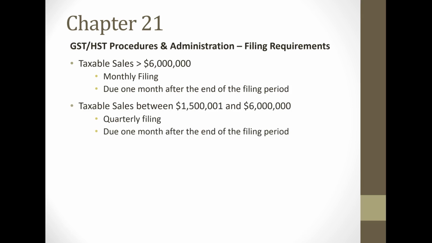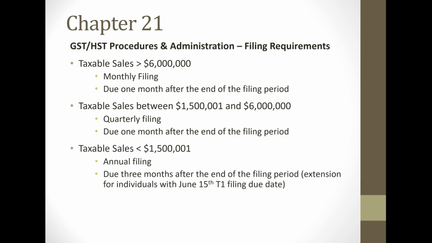For businesses that have taxable sales between $1,500,001 and $6 million, they have to file quarterly. So if a business has a calendar year, the first quarter would be January to March 31st. The GST return for that quarter would be due April 30th, 1 month after the end of the quarter. Now, taxable sales less than $1,500,001, businesses in this category can file annually. So they could file the calendar return 3 months after the end of that period. So that would be due basically March 31st the following year.